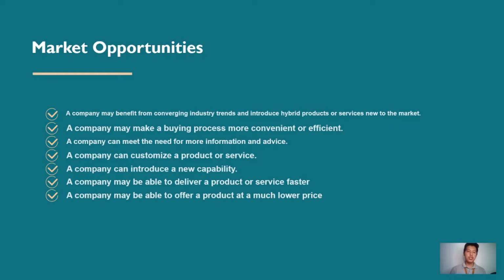Now, market opportunities may come in different forms. A company may benefit from converging industry trends and introduce hybrid products or services to a new market. Let's say, for example, Tesla offering electric cars, or Apple offering smartphones at a time when there were no smartphones. A company may also make a buying process more convenient or efficient. That's the reason why we have e-commerce, which offers a convenient way of purchasing goods online.